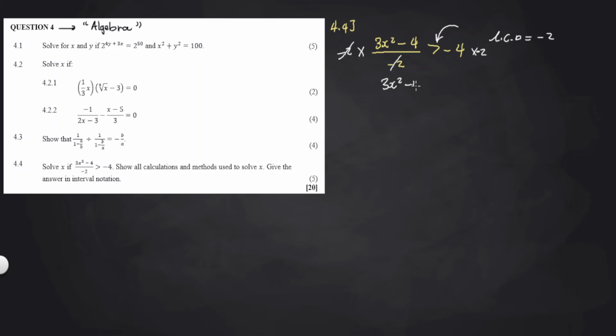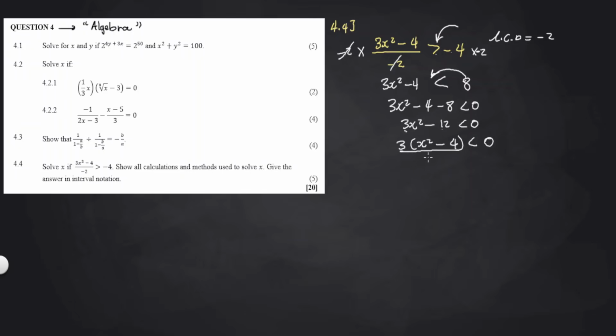So I'm left with 3x squared minus 4. This times that gives me positive 8. But the inequality sign changes its direction because we multiplied by a negative value. Bring this 8 over to the side, then we have minus 4 minus 8 less than 0. Then 3x squared minus 12 less than 0. And 3 is a common factor, so let's take it out.